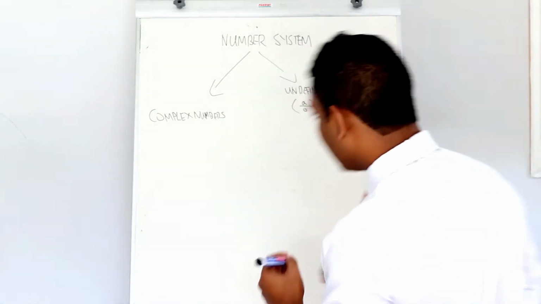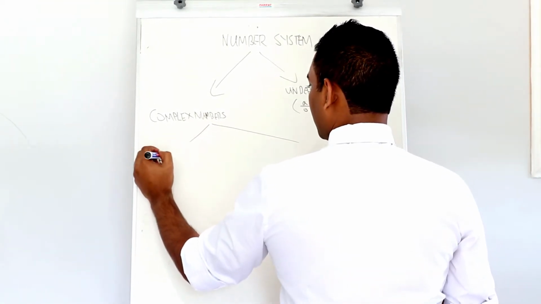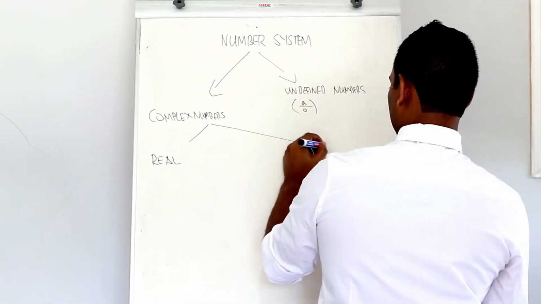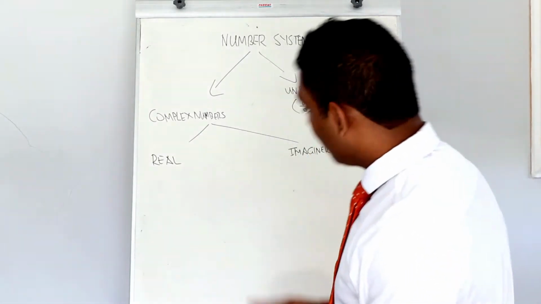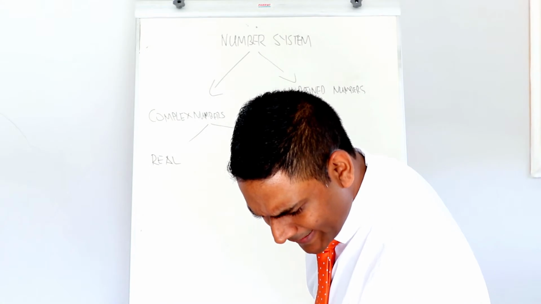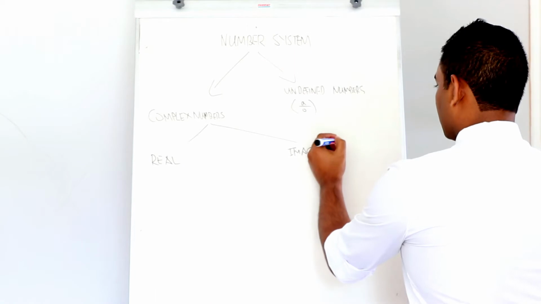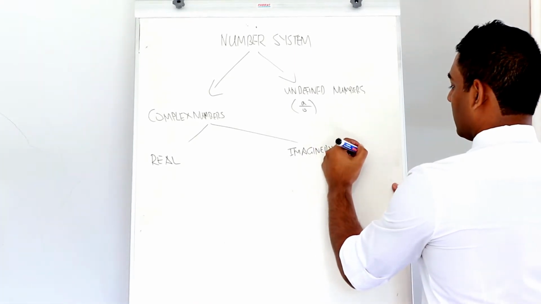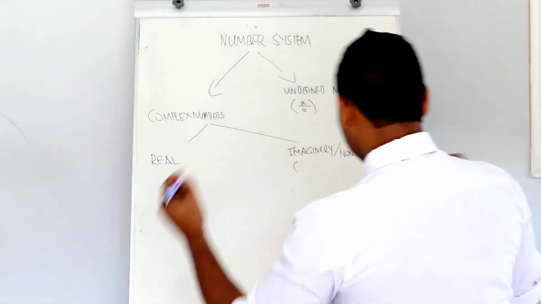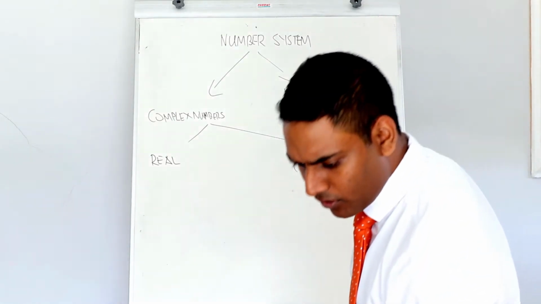Now under complex numbers, we have two parts to it: the real part and the imaginary part. Most of the time for grade 10, we're going to be dealing with the real part of number systems. Under the imaginary, or another way to call it, non-real, an example would be the square root of a negative number, which would be imaginary or non-real.